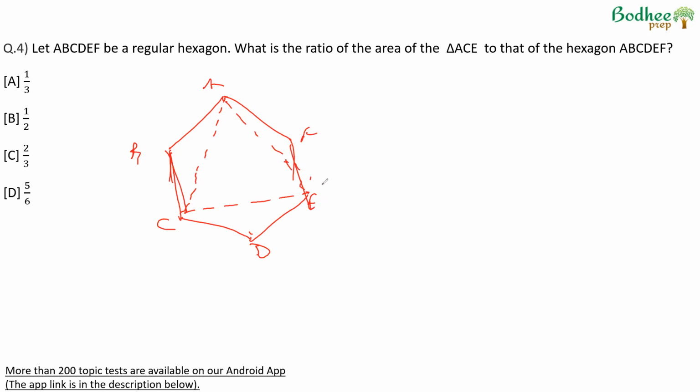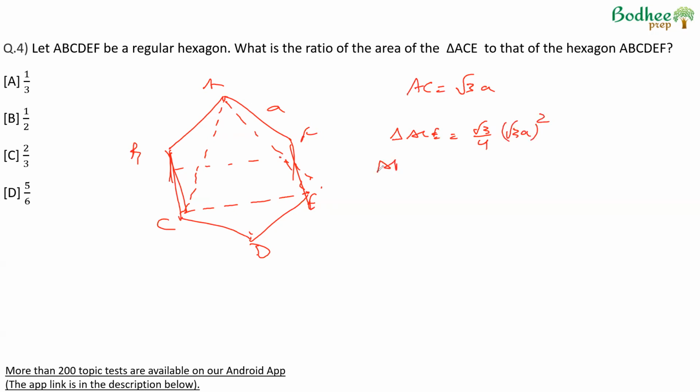Now ACE will be an equilateral triangle because AC, CE and AE are the smaller diagonals of a hexagon. From A, three diagonals are possible: AC, AD, and AE. AC and AE are the smaller diagonals. AD will be the larger diagonal. The length of AC will be root 3 times of a, the distance between parallel sides. If a is the side of the hexagon, therefore we can say area of triangle ACE will be root 3 by 4, root 3 a square.